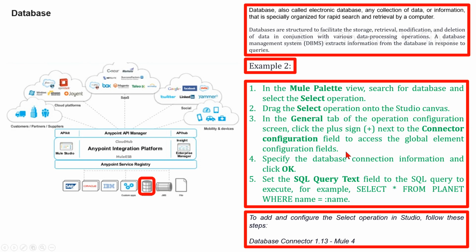Step 3, in the general tab of the operation configuration screen, click the plus sign next to the connector configuration field to access the global element configuration fields. Step 4, specify the database connection information and click OK. Step 5, set the SQL query text field to the SQL query to execute. For example, select asterisk from planet where name equal :name.